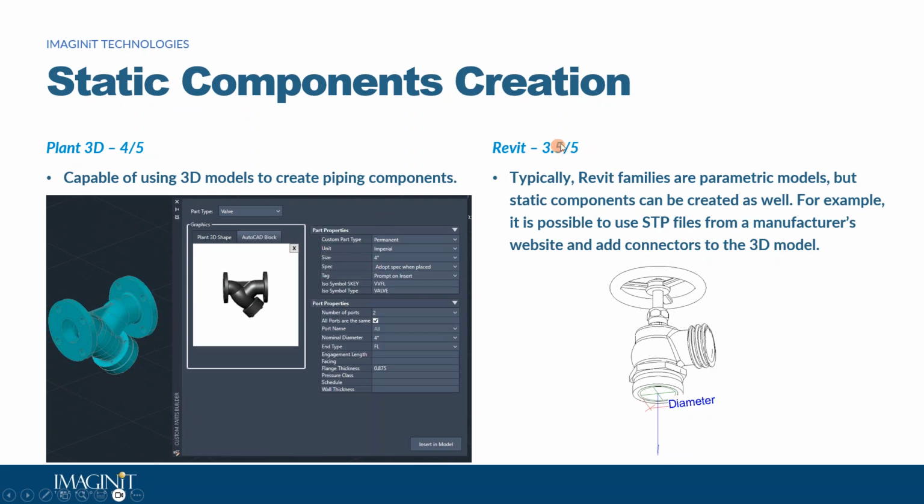In Revit, we gave it a 3.5 out of 5. Typically, Revit families are parametric models, but static components can be created as well. So this is also a static model. For example, it is possible to use STEP files from a manufacturer's website and add connectors to the 3D model. So this is all static, but then we add a connector, and then you can route pipe from that static model.